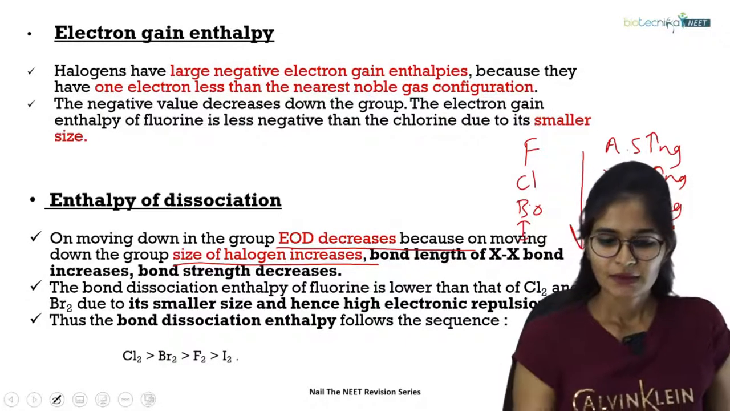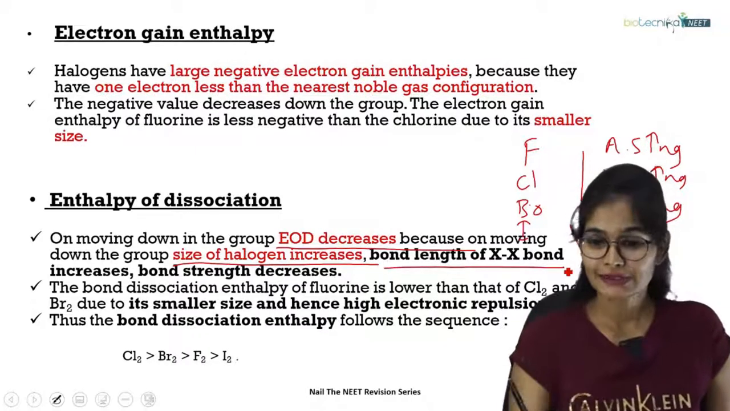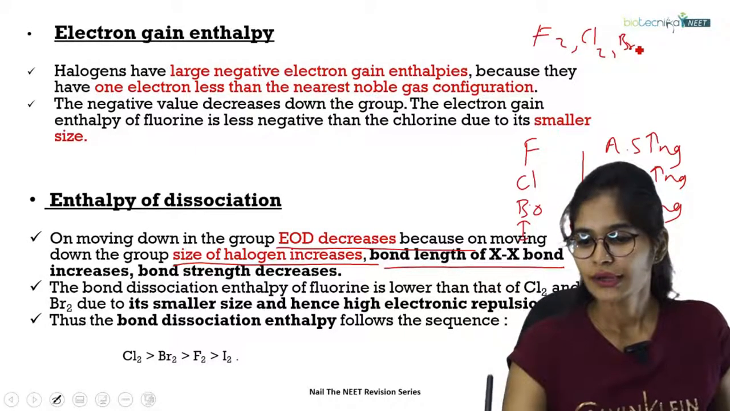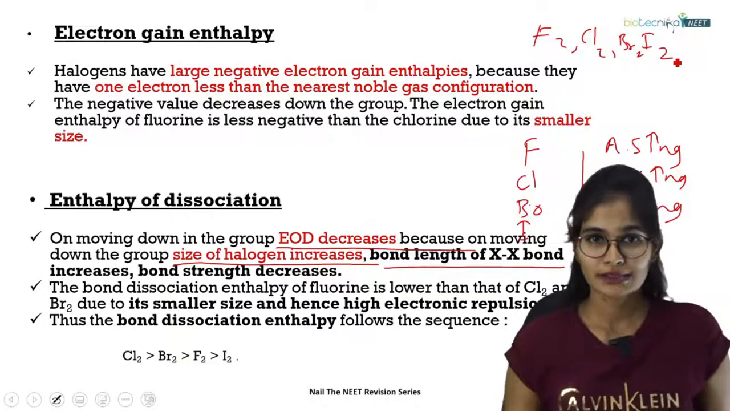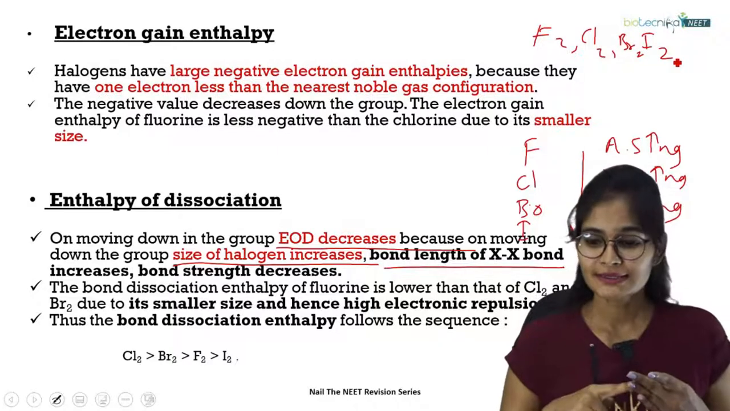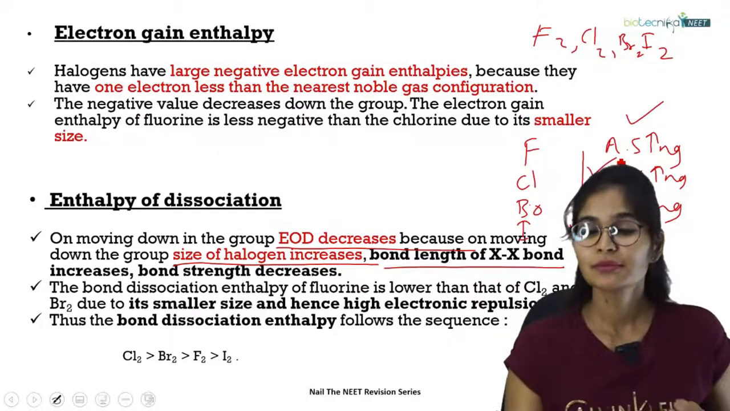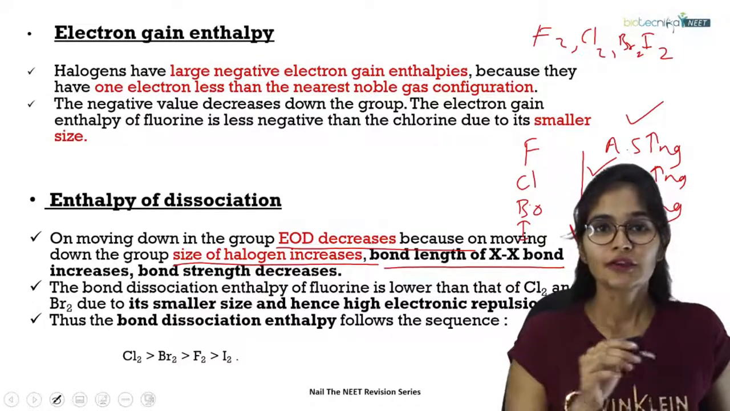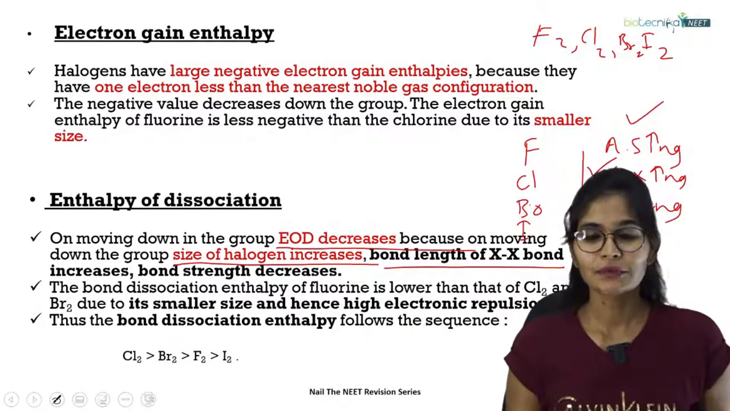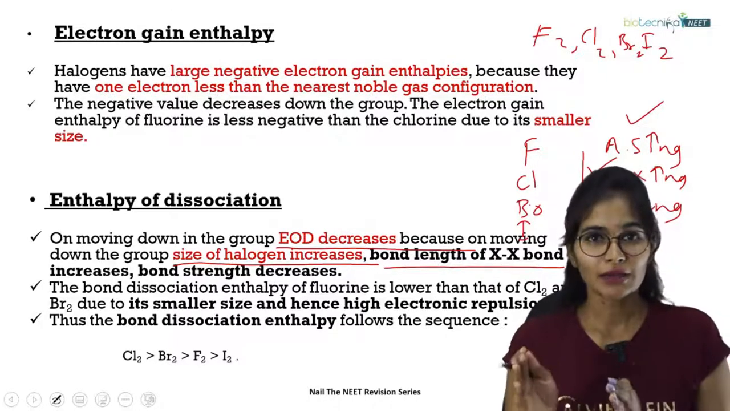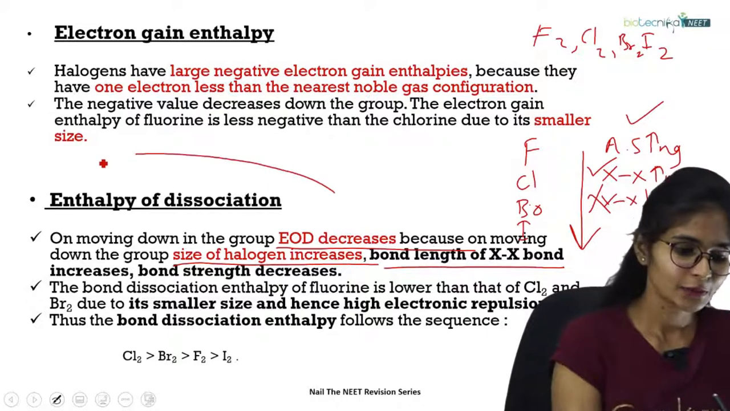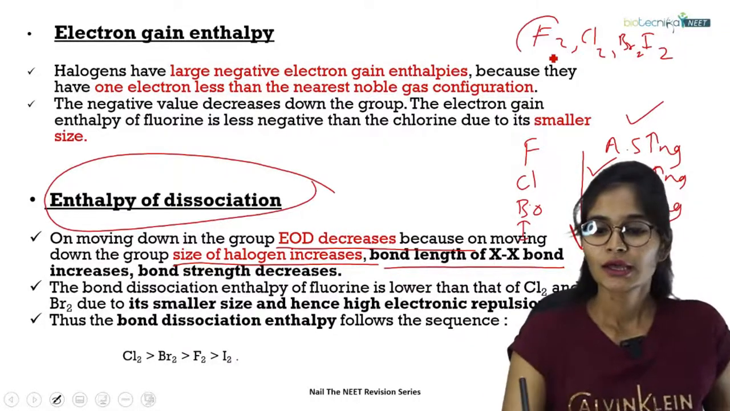So the bond length of all the halogens X2, that is F2, Cl2, Br2, I2, these are the diatomic molecules overall, right? As you go down the group, the atomic size is increasing and the bond length is increasing, but bond strength is decreasing. Because when you compare F2 with the I2 molecule, fluorine is a highly electronegative atom, so it will have higher bond strength than I2. So the enthalpy of dissociation will be more for F2 than I2.